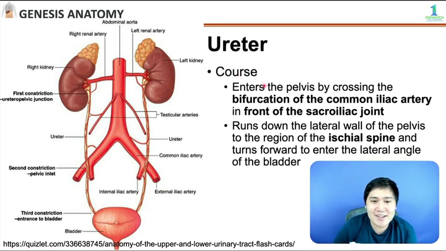Your ureter enters the pelvis by crossing the bifurcation of the common iliac arteries. So from the kidneys, the renal pelvis becomes the ureter. At the pelvis, it will cross the bifurcation of the common iliac arteries in front of the SI joint. And eventually, at the level of the ischial spine, it will run forward to enter the bladder.